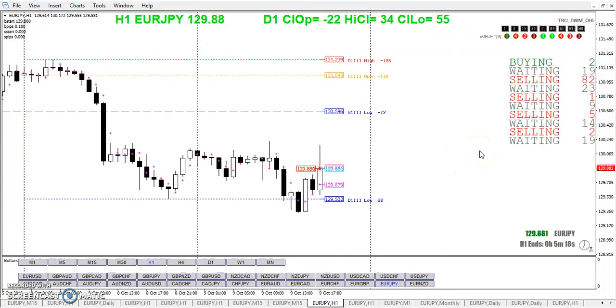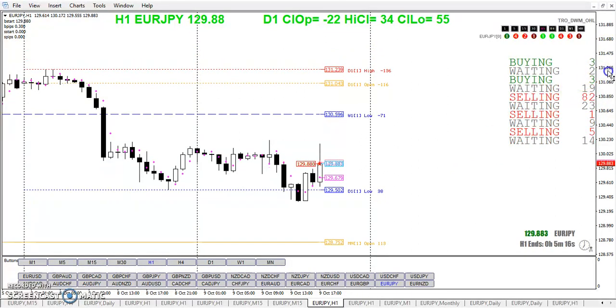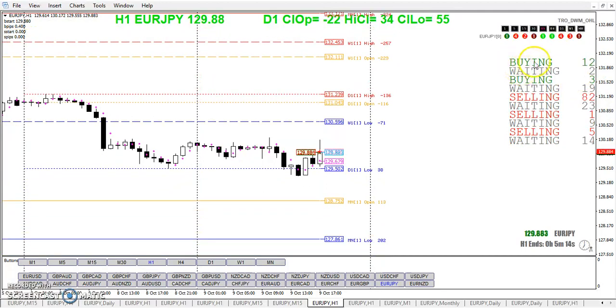Previous daily, weekly, monthly, open, high, and low. I really like this chart, especially when you can trade at the line. And you can see here we had just a couple at the daily low.